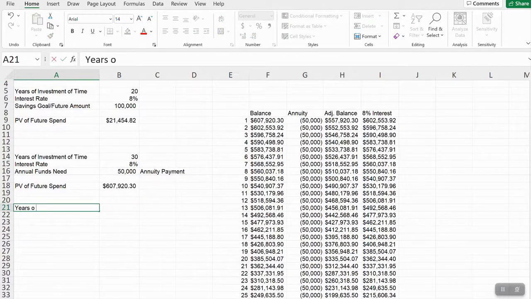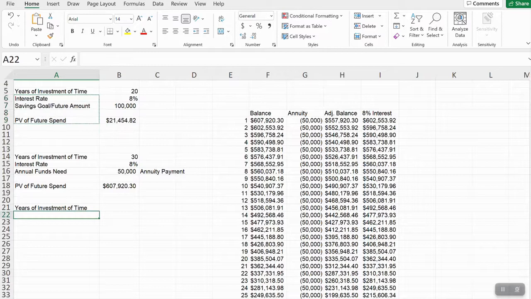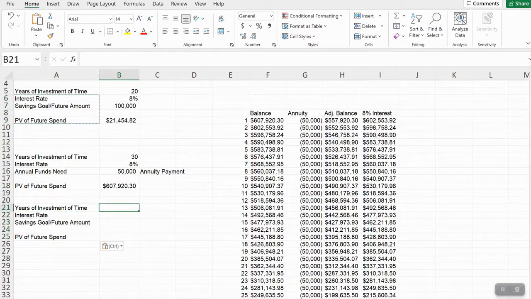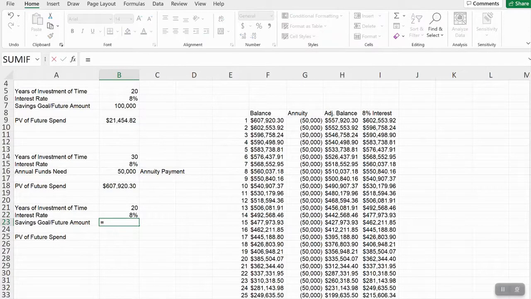Again, I have my years of investment of time. I could really just copy all this over, can't I? Copy and paste my interest rate. Control C is for copy, Control V is for paste if you're just getting familiar with Excel. I know that I'm going to do 20 years, and let's say I can still continue to have an 8% interest rate, and I want to save this 607, so I'll link it to that.